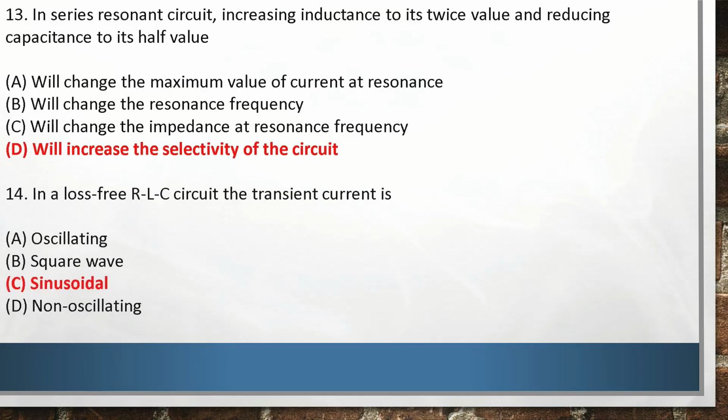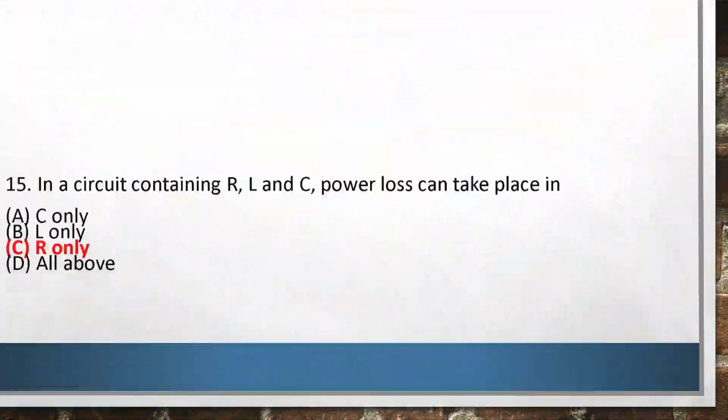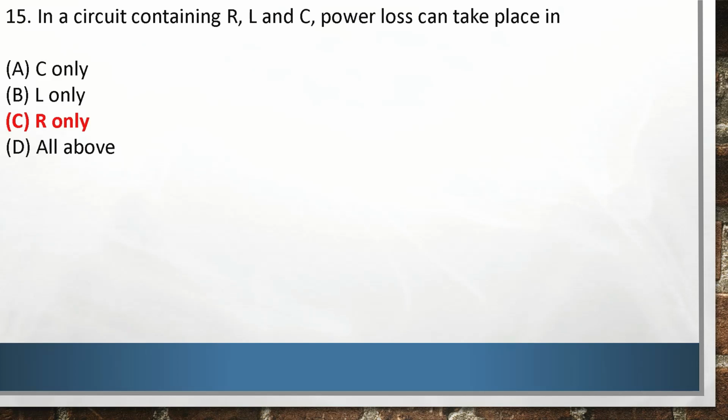14th, in a loss-free RLC circuit, the transient current is, and the options are A oscillating, B square wave, C sinusoidal, D non-oscillating, and the answer is C, sinusoidal. 15th, in a circuit containing R, L and C, power loss can take place in option A, C only, B, L only, C, R only, D, all above. And the answer is C, R only.